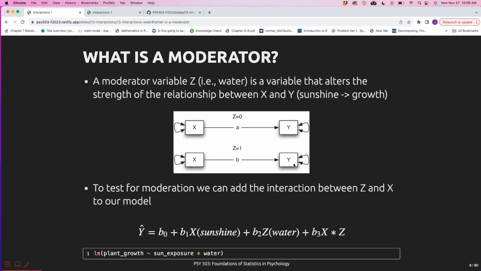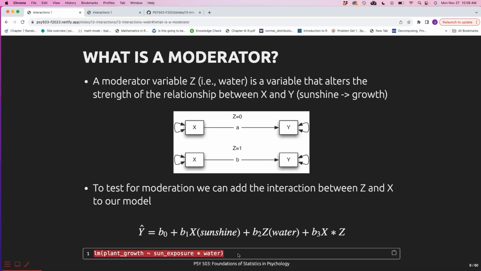So this interaction effect, how do we incorporate it into our model? It's very easy. What we're going to do is look at the multiplicative effect of X and Z, so of water and sunshine. We're going to take our model and multiply sunshine and water together. That's going to be our interaction between those two.